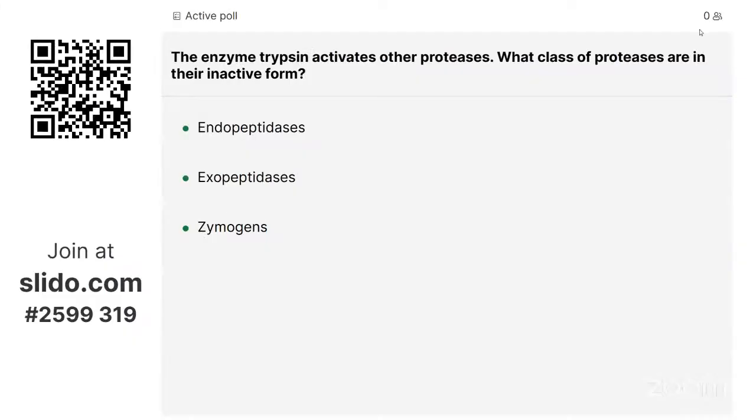Okay. So applying this to a specific enzyme. So one of our proteases that we're going to see is an enzyme called trypsin. So if I tell you that trypsin is activating other proteases, what type of protease is it that it would be activating? So how would we class those enzymes that trypsin acts on?